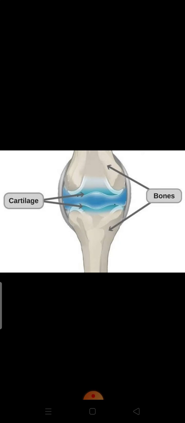Matrix of cartilage consists of entirely organic matter, but the matrix of bone is both organic and inorganic. Students, cartilage does not have blood supply, but bones have rich blood supply. Growth of cartilage is unidirectional, but growth of bone is bidirectional. So this is all about the bones and cartilage.